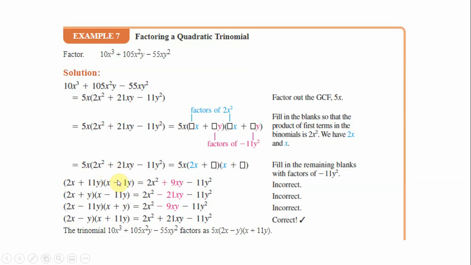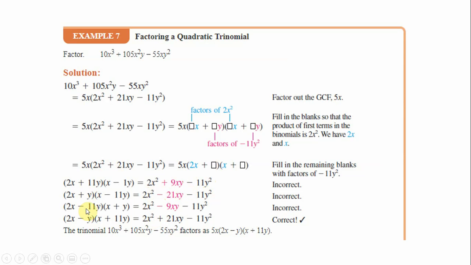I'm going to swap these. In this case, I get the 2x squared minus 22, I'm sorry, the minus 22xy plus yx gives me the minus 21xy, and then the minus 11y squared. Notice in each case, this is correct, but this is adding up to be a different one.